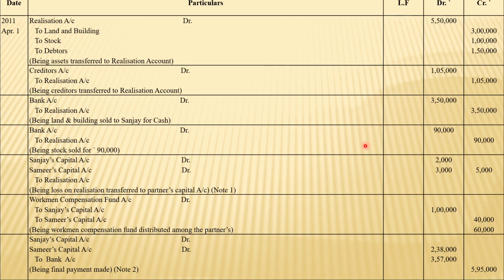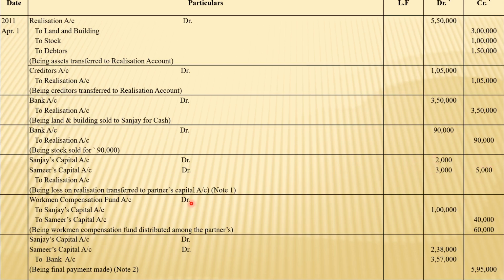After that, another asset like stock is also realized here. The stock value realized is 90,000. So bank account debit to realization. Now after that, the loss we got from this working here: when loss arises, partners' capital account debit to realization. Therefore Sanjay capital account debit, Samir capital account debit 2,000, 3,000, as well as 5,000 loss.